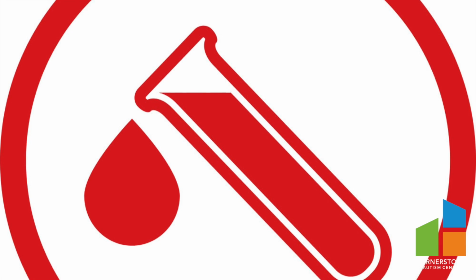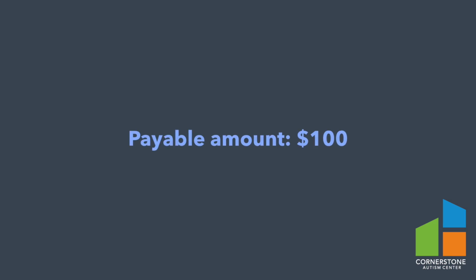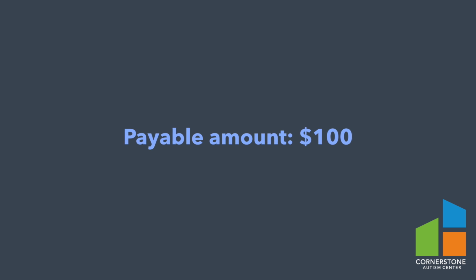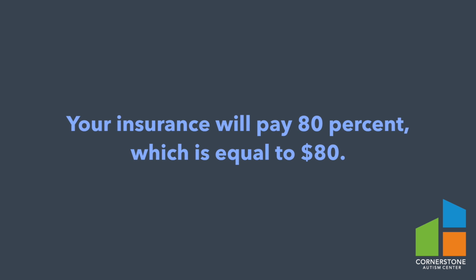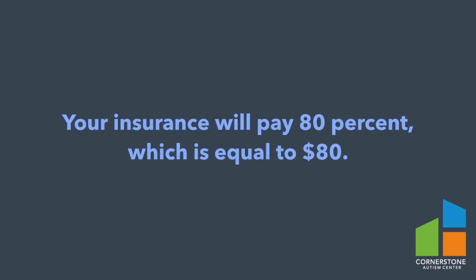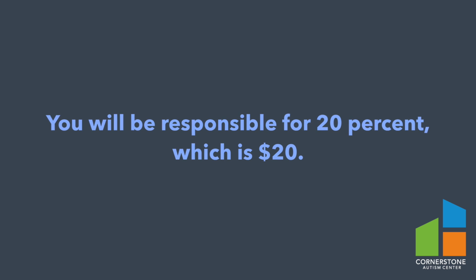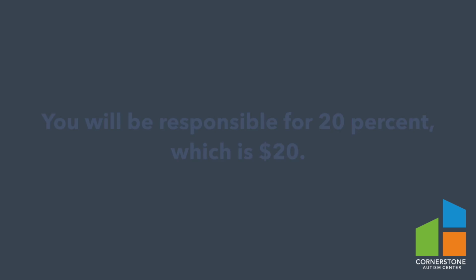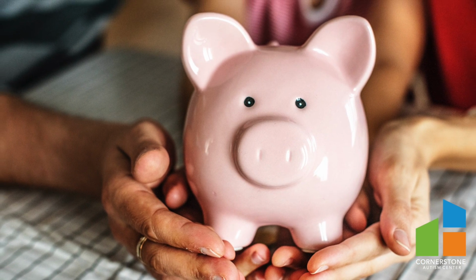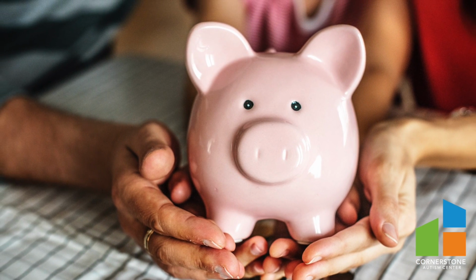Let's say that you need a blood test. If the payable amount allowed by your insurance for this testing is $100 and you have met your deductible for the year, your insurance company will pay 80%, which is equal to $80, and you will be responsible for 20%, which is $20. If you have not met your deductible, you may need to pay the entire amount of this particular bill.